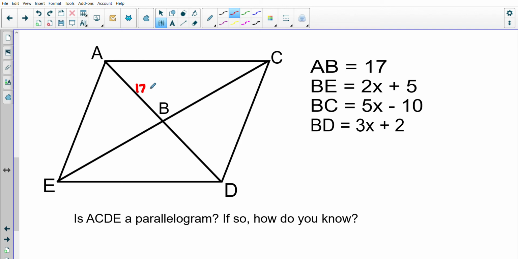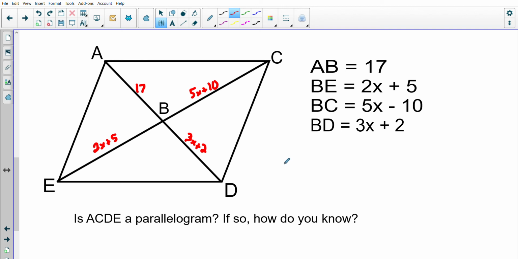Okay, it then says that BE is 2x plus 5. So I will write that in. 2x plus 5. Okay, BC is 5x plus 10. Okay, and then BD is 3x plus 2. So again, we have to think about what information they give us here and how we can use it to solve the problem.